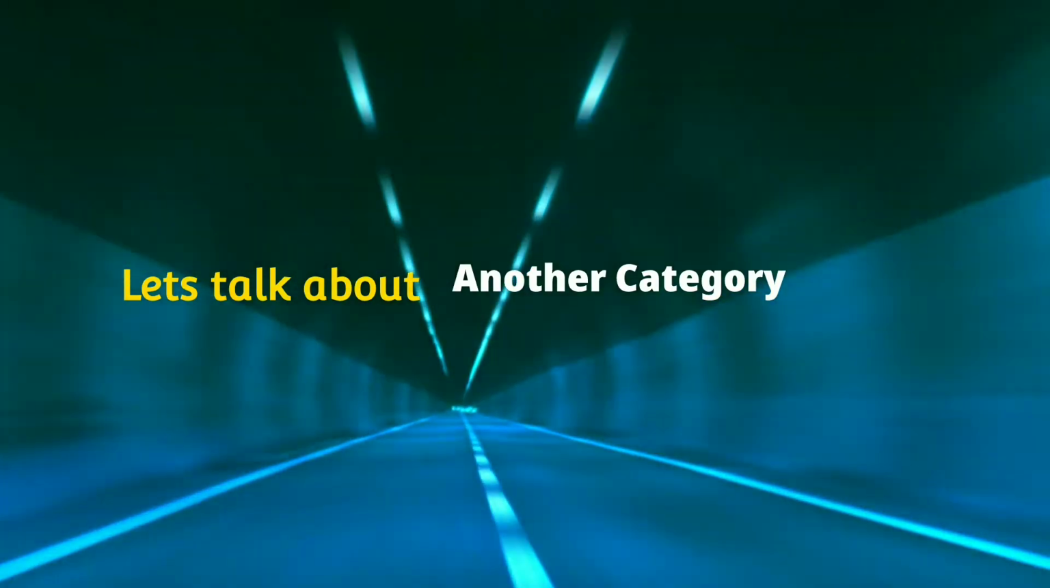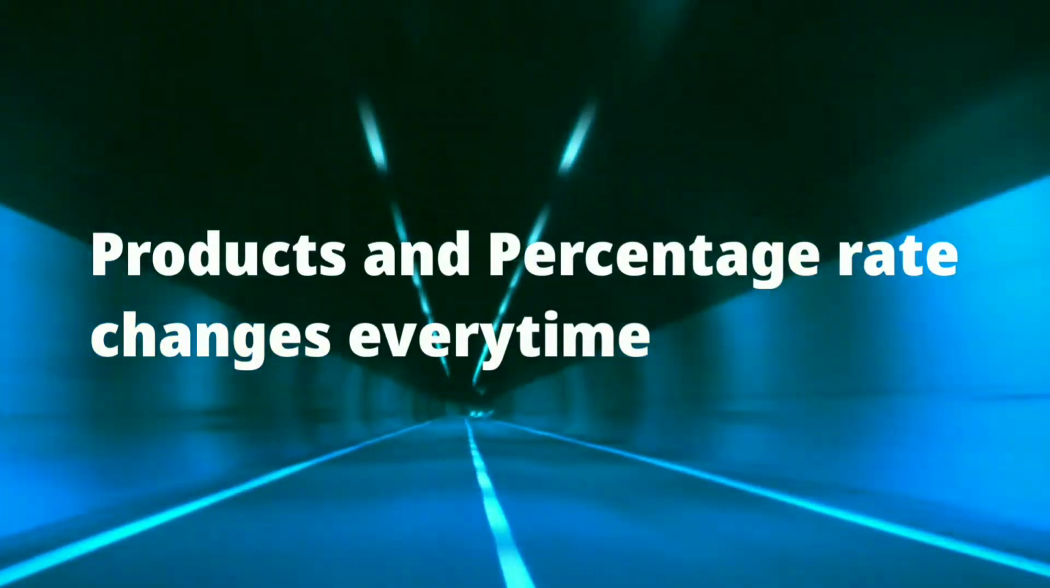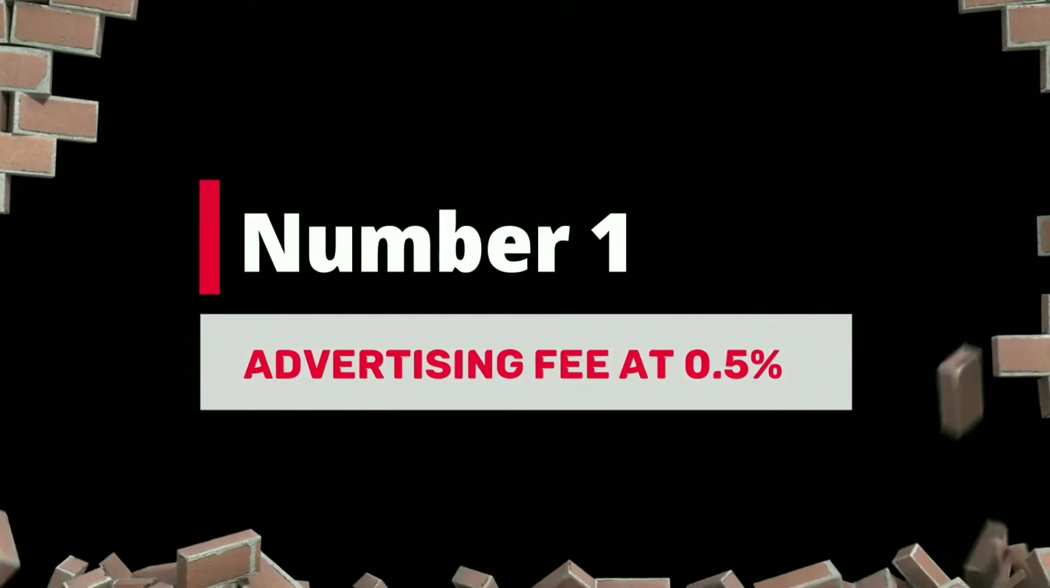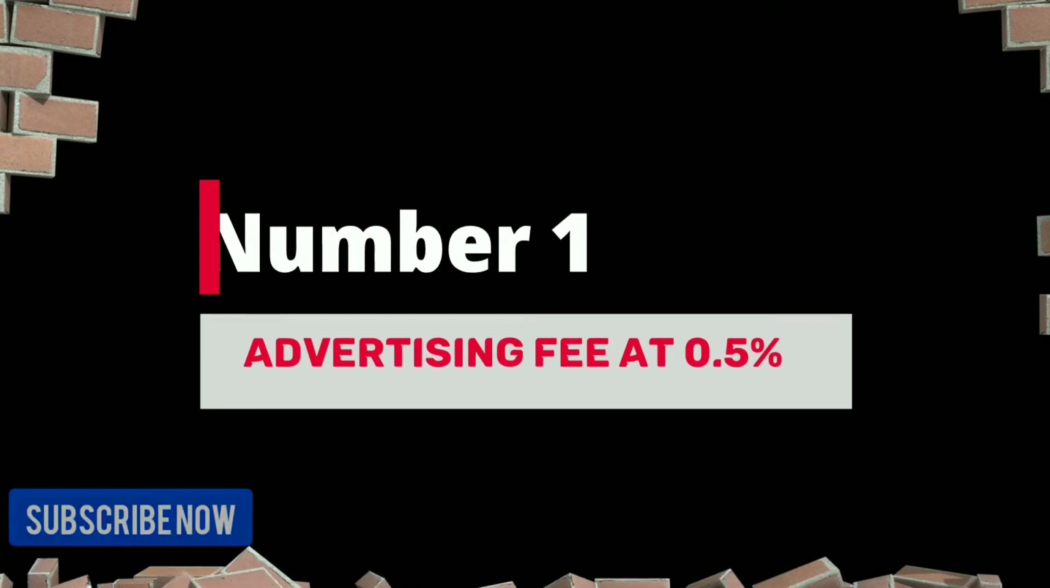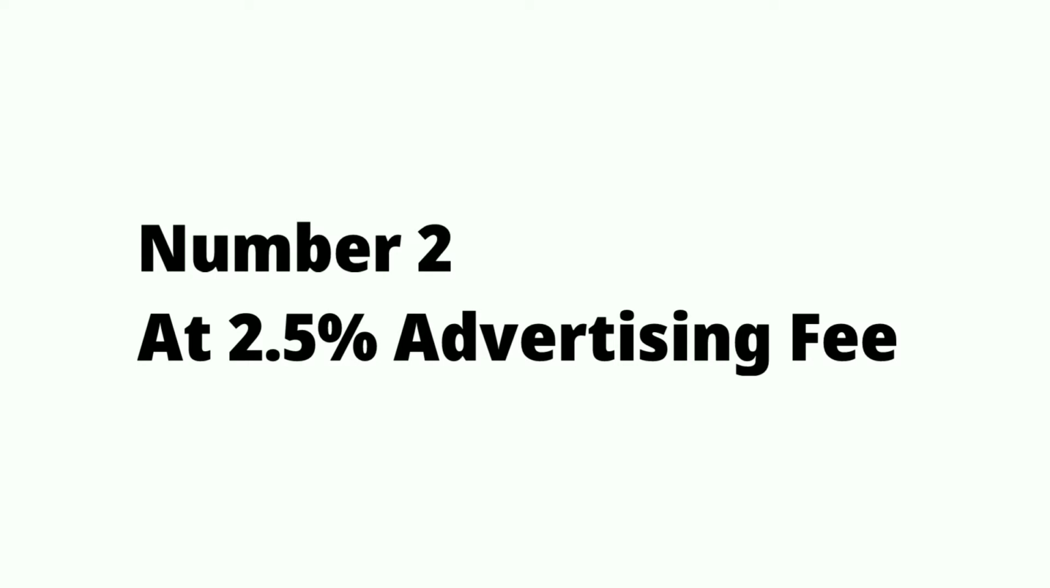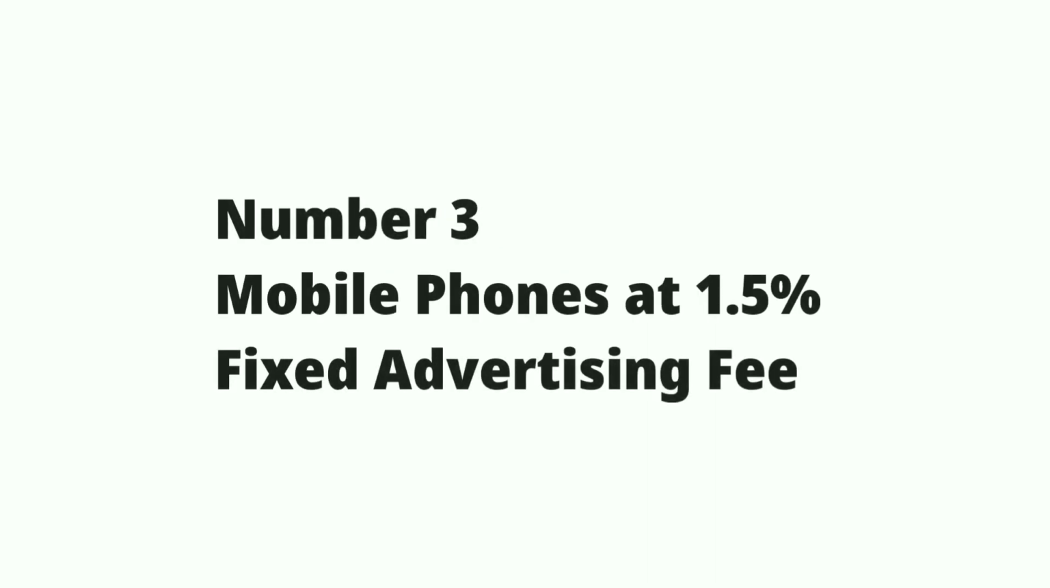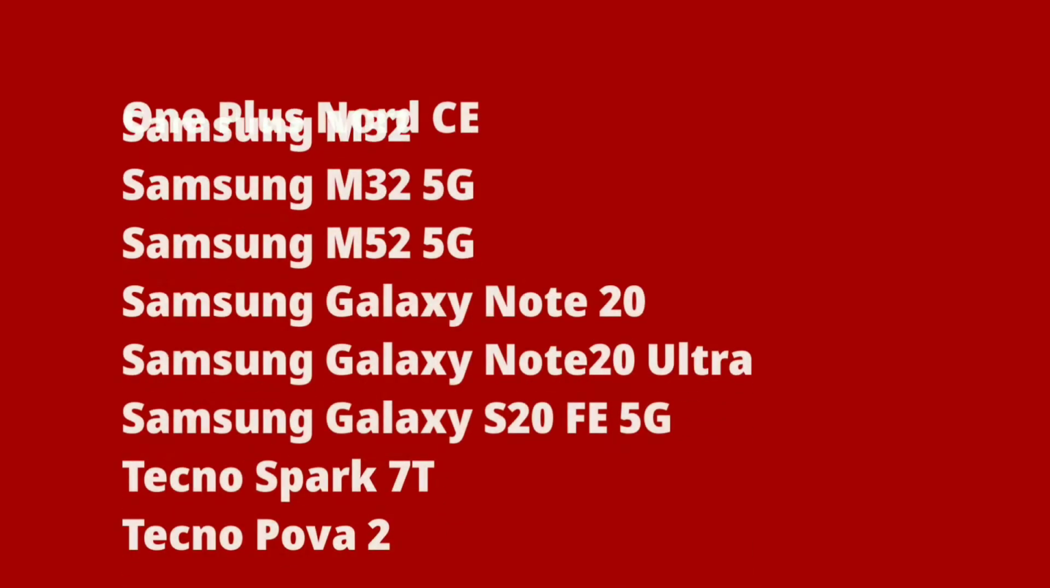Now let's come to another category of advertising fee rates in Amazon. The percentage rates in this category keep changing, every time it is changing. Now at number 1 there are some mobiles under the conversion rate of 0.5%. The mobiles are. Number 2, at 2.5% conversion rate there are some mobiles available and they are here. Number 3, the last one, at 1.5% conversion rate, there are still some mobiles and products under this section. The mobiles are.